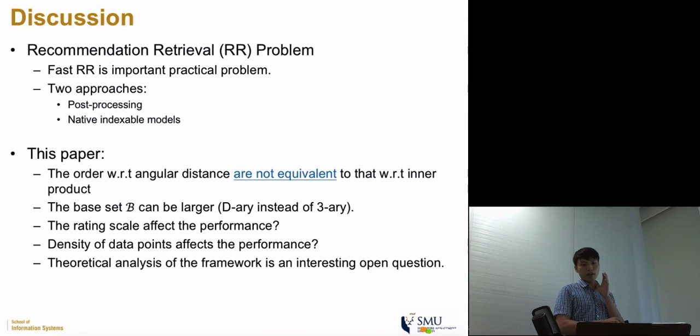The second one is more about a comment, which is presented in the paper, that you can have a bigger basis set. Instead of 3 elements, you can have D elements. So you can have a better partition of the unit sphere.